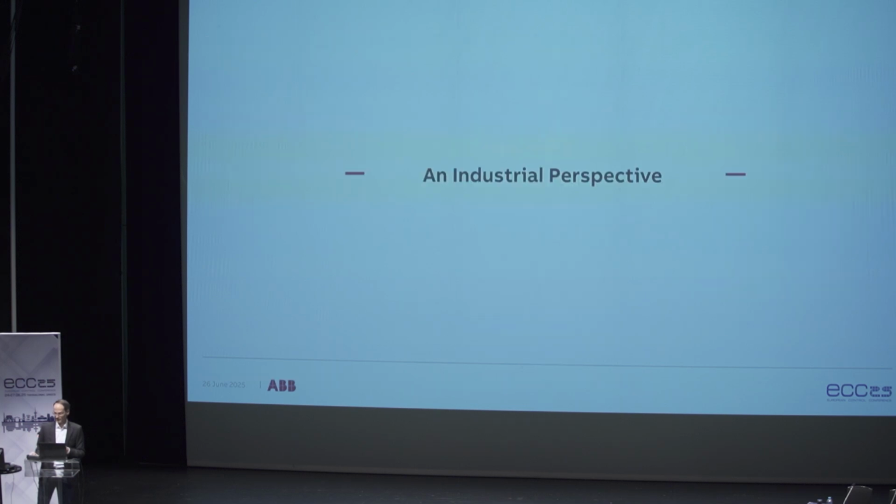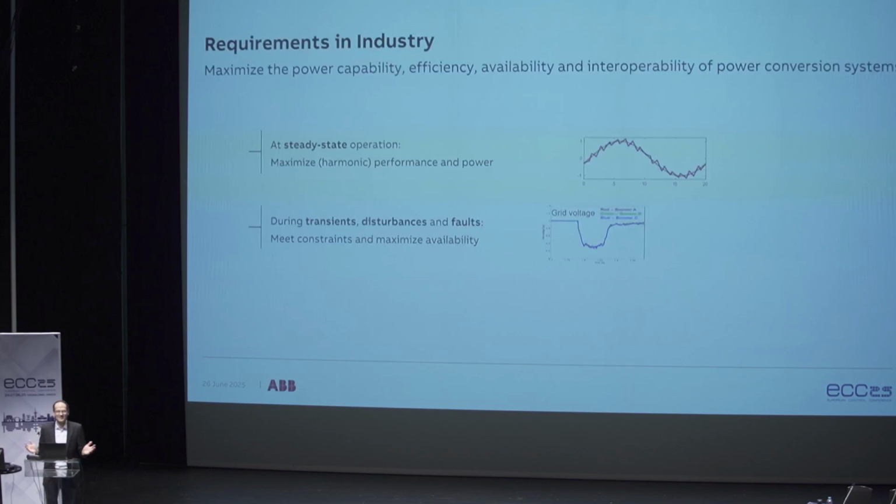So let's then switch to the, let's say, industrial perspective. It is all about getting the most out of your converter hardware. So you want to maximize the capability, the efficiency, availability, and the ability of different converters to operate together. You can think of it like at steady state operation, where things are repetitive over 20 milliseconds. You want to minimize the ripple, the harmonics, or you want to shape them, and you want to get the highest current out that you possibly can. And you want to have a certificate that you have maximized it.